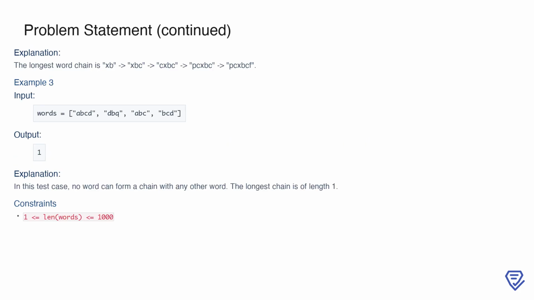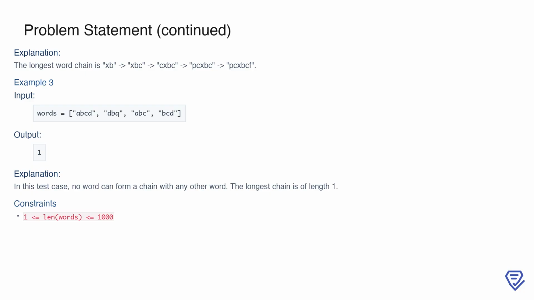Now let's examine a third example. If the input array is ABCD, DBQ, ABC, BCD, the output is 1. In this case, there's no valid chain that can be formed where one word is a predecessor of another. Each word stands alone, meaning the longest chain has a length of 1.